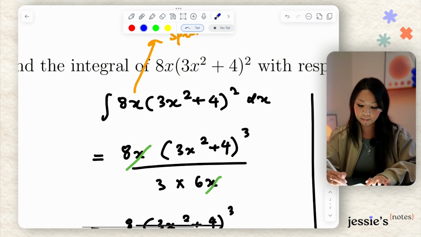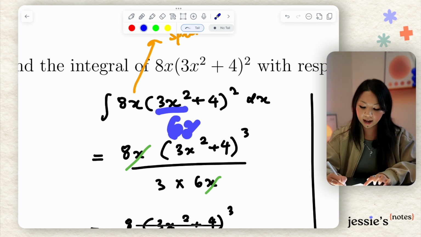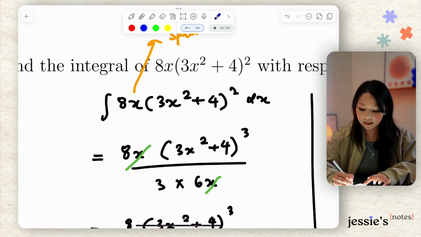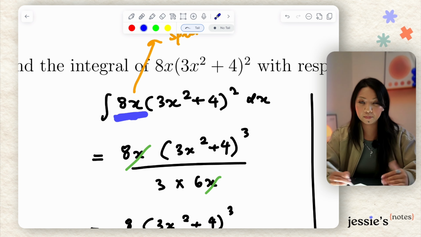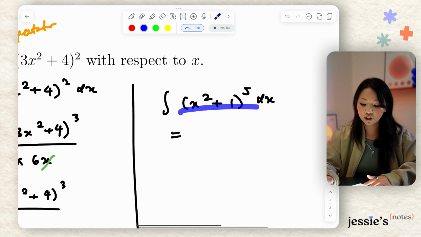So in this example here, the derivative is 6x, right? The derivative of 3x squared is 6x. And you have something that resembles that. It's 1 power less than the squared. It's just 8x, x to the power of 1. Okay, so this here is actually not integratable.